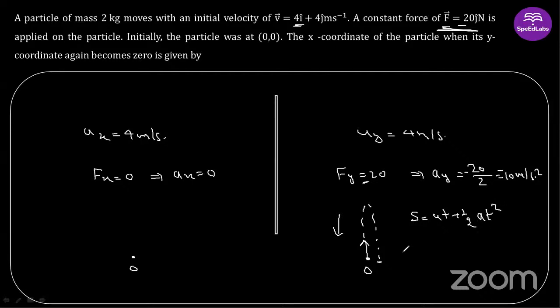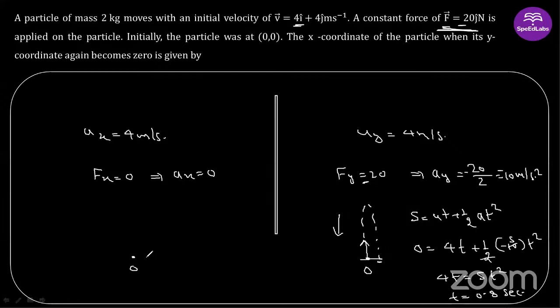If it is coming back to the same y, when its y coordinate again becomes 0, the displacement would be 0. Initial velocity is 4, time I have to find, plus half, acceleration is minus 10, into t square. If you solve that, you get 4t = 5t square. One solution is t = 0, the other t is 4 by 5, that is 0.8 seconds. So at t = 0 it was here, and after 0.8 second it will come back.